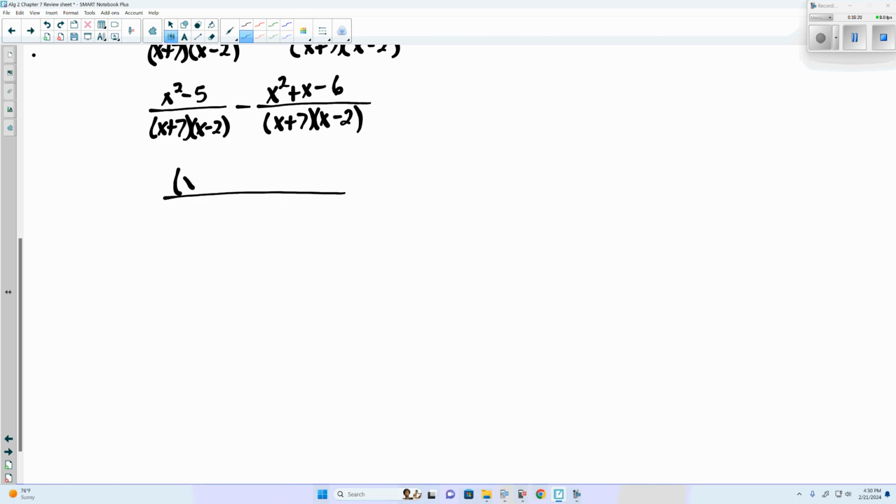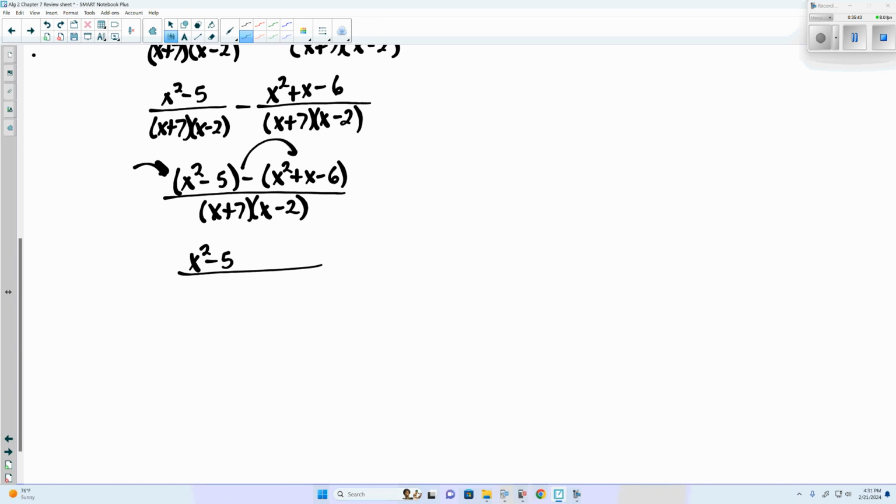Now we can subtract. So we have x squared minus 5 minus x squared plus x minus 6 over x plus 7 times x minus 2. When we subtract, what we're going to do is drop the parentheses. The first set of parentheses, the sign won't change because there's nothing in front of it. Now our subtraction has to be applied to the second set of parentheses, making it negative x squared, negative x and positive 6.